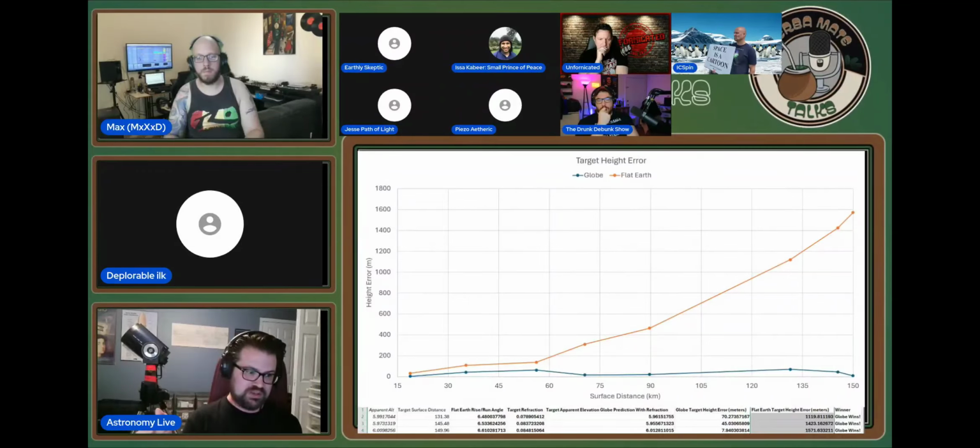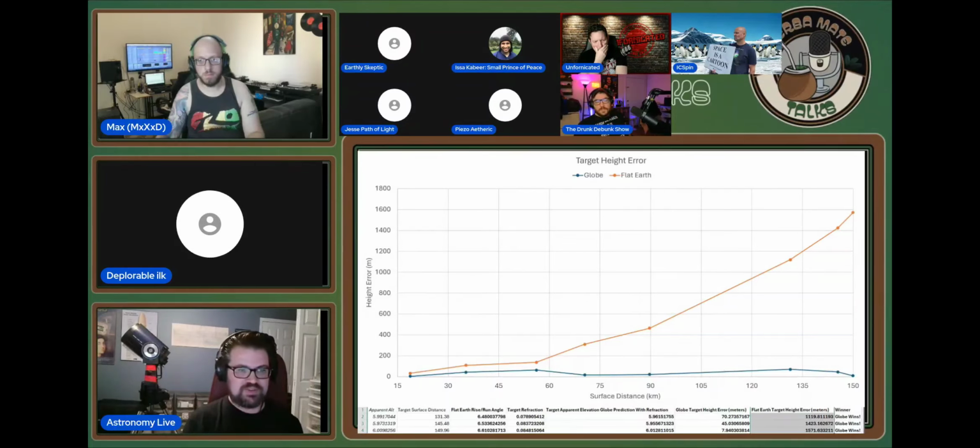This was a balloon as well, about, I want to say, 14 kilometers in altitude, still higher than a commercial airliner. And like I said, the slant or surface distance was only about 18 kilometers, if I remember right. But the flat Earth delta in distance there, the target height error, let me look it up exactly off my Excel sheet here, was 31.57 meters, whereas for the globe, it was only 3.3 meters.